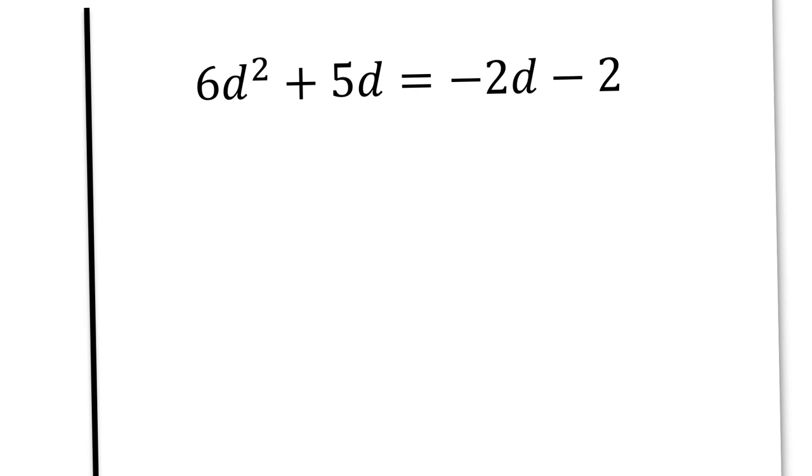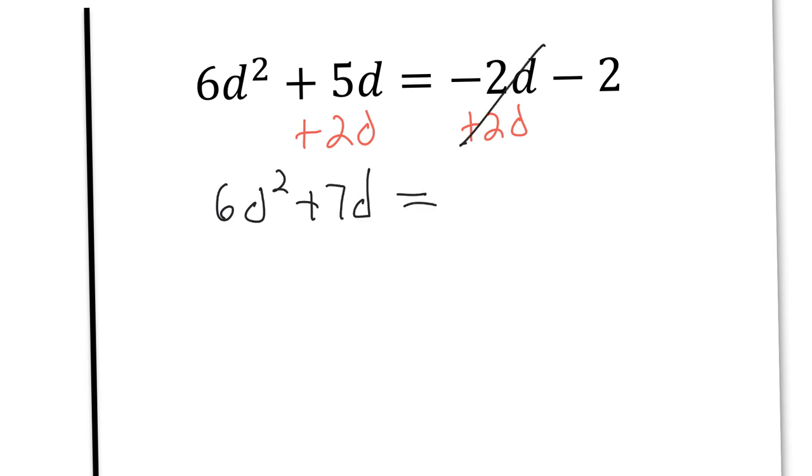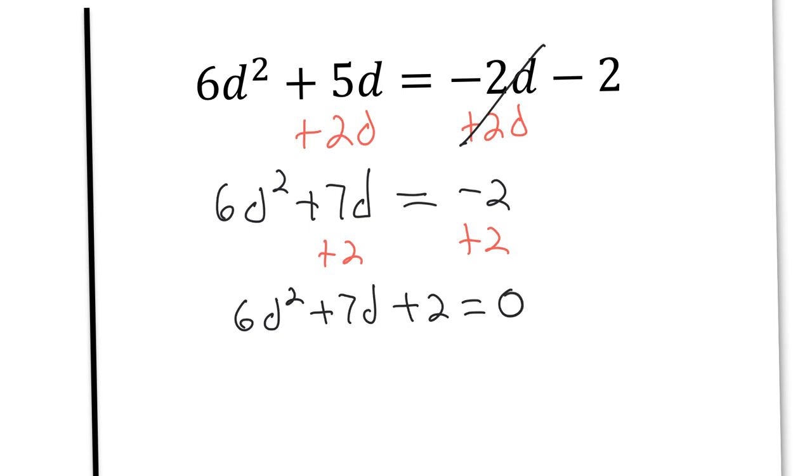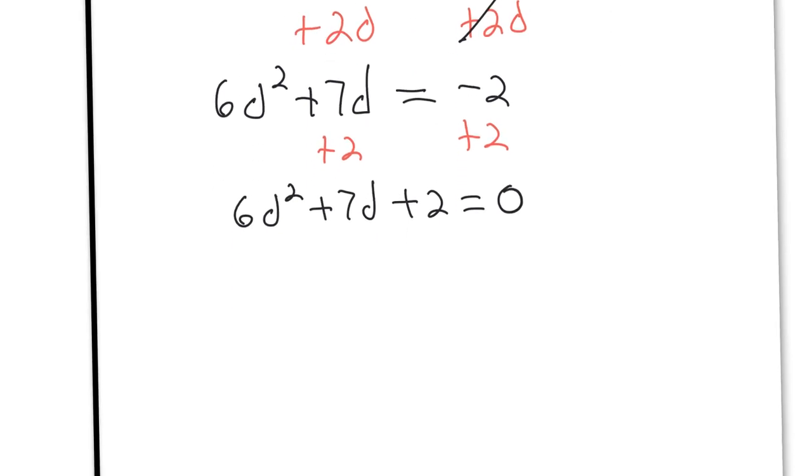So let's go ahead and we are going to add a 2d, first of all, to both sides, plus 2d. So that's going to be a 6d squared plus a 7d equals, cancels, a negative 2. I don't have a 0 yet, so I'm going to add 2 to both sides right here. So that'll be 6d squared plus 7d plus 2 equal to 0. Negative 2 plus 2 is 0. Now, let's look at the trinomial. 6, 7, 2. Nope, they don't have a common factor. And 2 doesn't have a d. You guys cannot factor out the d.